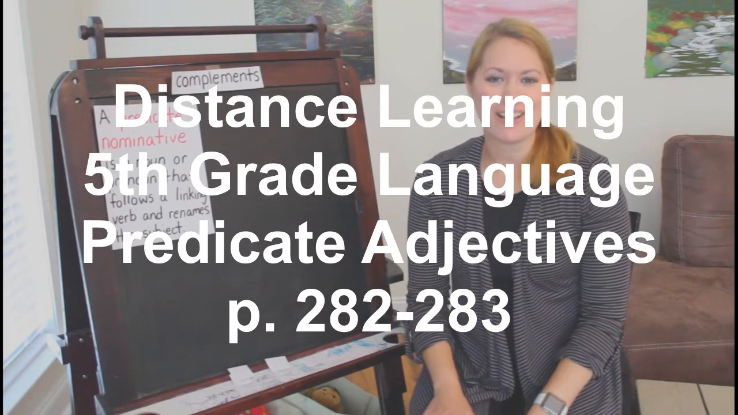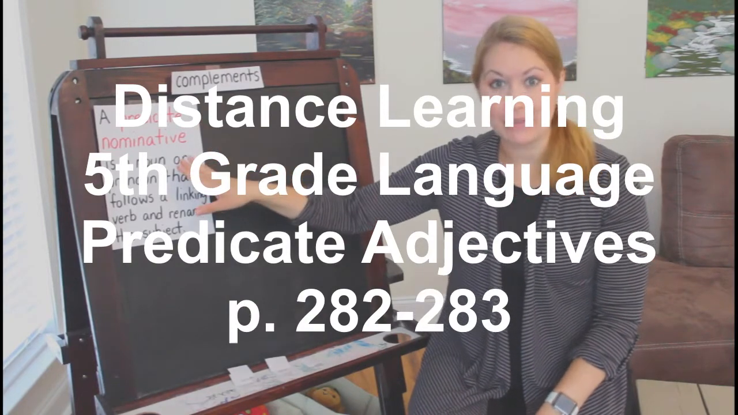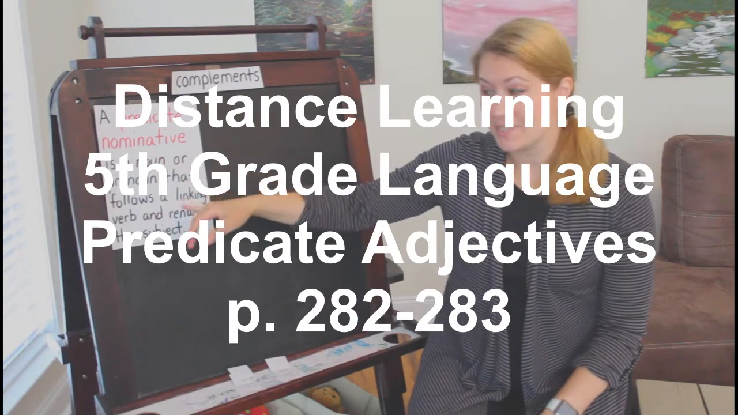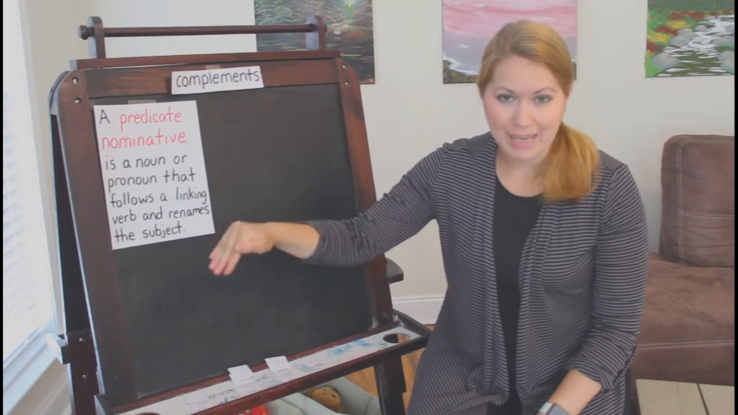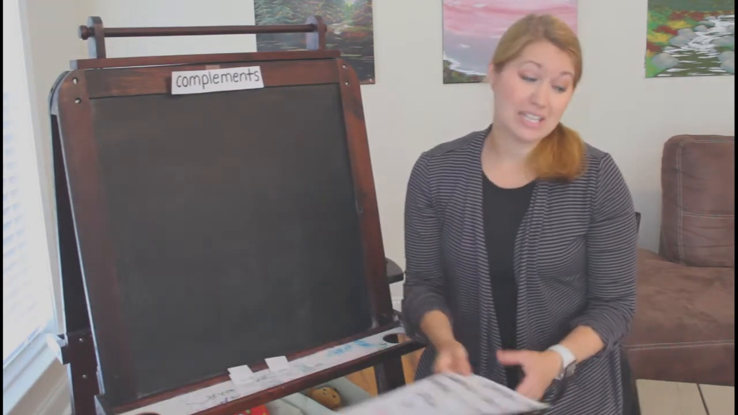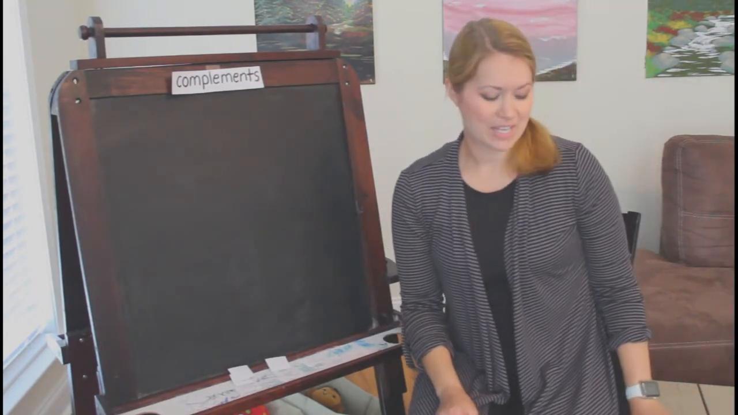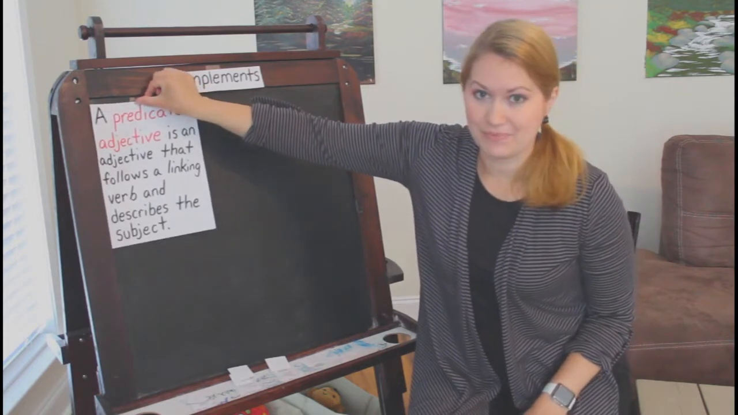Last time we were talking about complements and predicate nominatives. Predicate nominatives were nouns or pronouns that follow a linking verb and rename the subject. Now, we also said that there is one more kind of complement for us to study. This one is a predicate adjective.